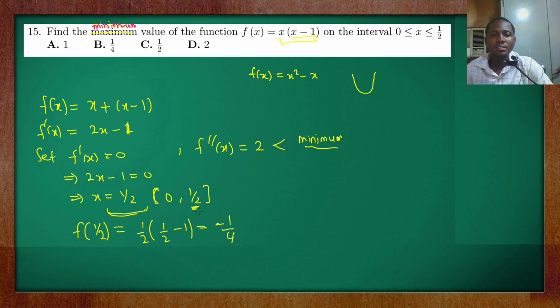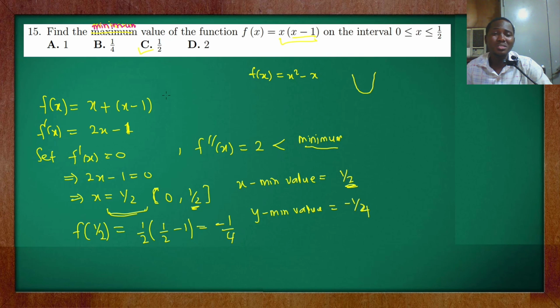So that means the x minimum value is 1 over 2, and the y minimum value is what? Minus 1 over 4. So I'm not too sure of the minimum value they are asking me to look for, whether it is the x minimum value or the y minimum value. Okay, so I will just go with option C. All right, since at least one of my answers is there.